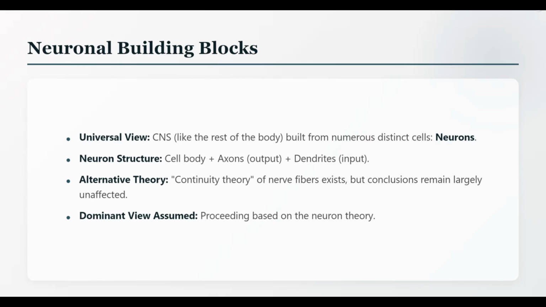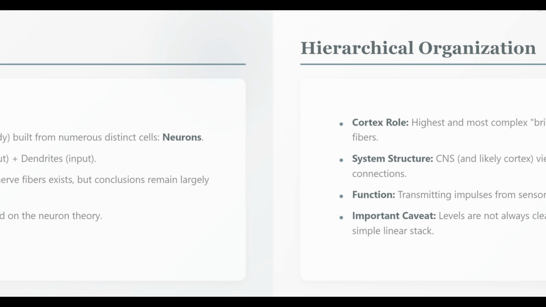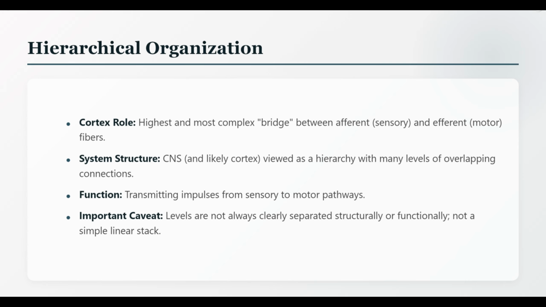Now, there's been some recent chatter questioning the strict neuron doctrine, proposing maybe it's more continuous fiber stuff. But honestly, for our purposes, sticking with the neuron model is fine. Even if that alternative view turns out to be true, it wouldn't really shake the core conclusions we're heading towards. So, neurons it is. Okay, so where do these neurons connect?